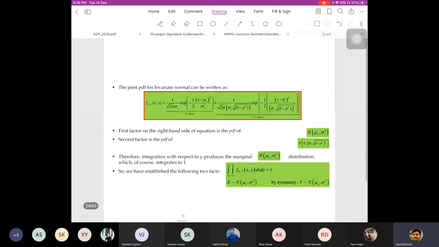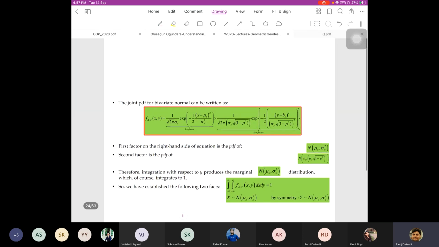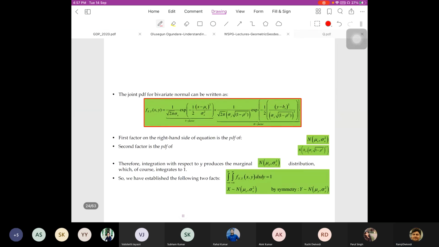So a joint PDF for a bivariate normal can be written as f(x,y), where the first factor is 1 upon sigma root 2 pi exponential, the way we are writing, multiplied by the second factor, 1 upon sigma root 2 pi, and the whole equation, which was explained previously also. The first factor on the right hand side of the equation is the PDF of x. The second factor is the PDF of y. Therefore the integration with respect to y produces the marginal N(mu x, sigma x square) distribution, which of course integrates to 1.